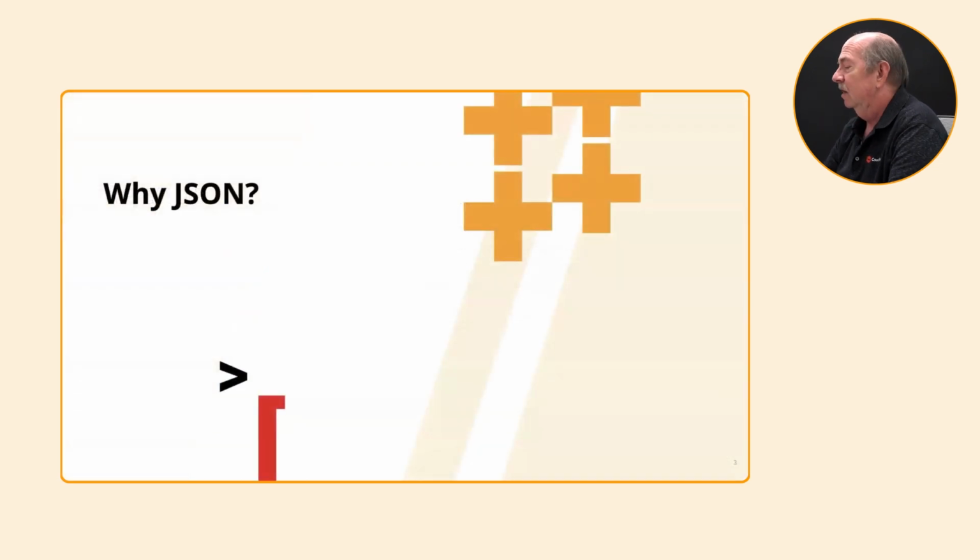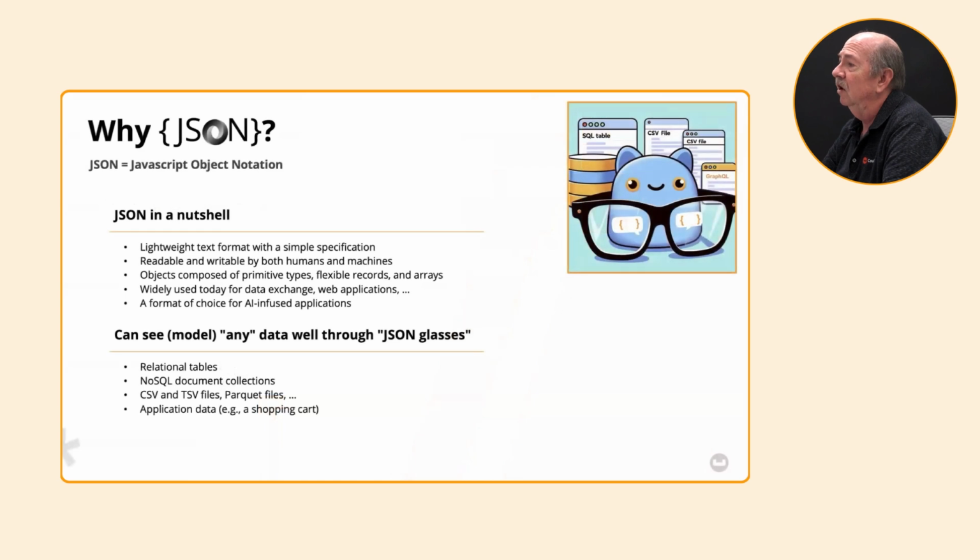All right, so first of all, let's talk about the kind of data that Capella Columnar is all about. It's about JSON. JSON stands for JavaScript Object Notation. In a nutshell, it's a lightweight, textual format so that both people can read it and machines can read it. JSON objects are built up of primitive types and records and arrays, and you'll see some examples in the course of the talk. It is widely used. You're probably all familiar with it, but just to review, for data exchange, for web applications, it's gotten very popular, and it's really the format of choice for AI-infused applications and remote service calls and things like that.